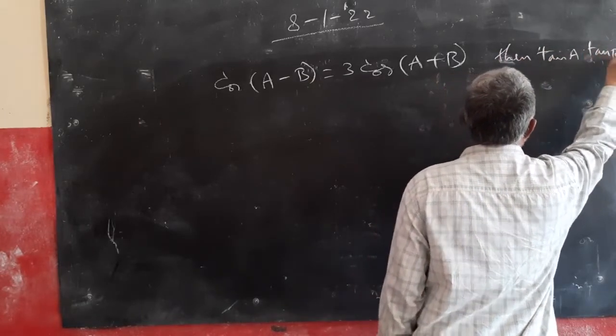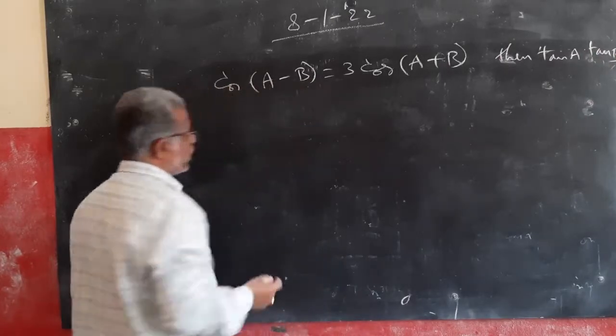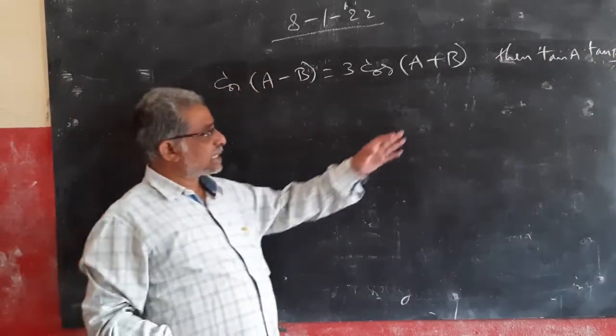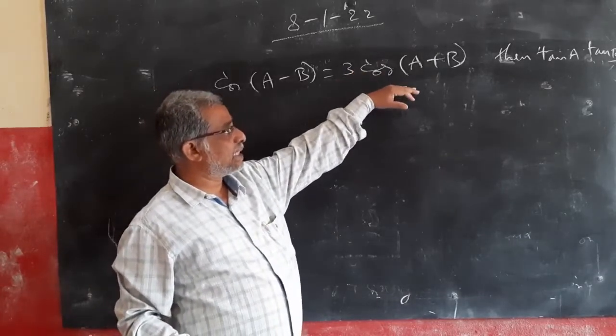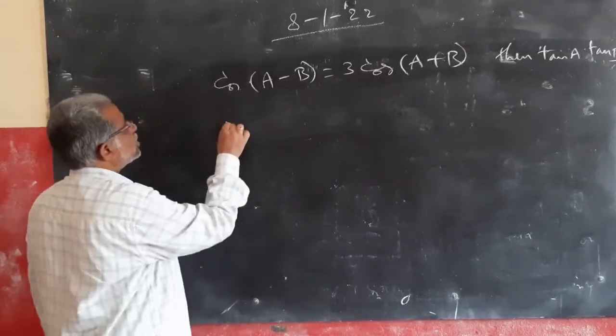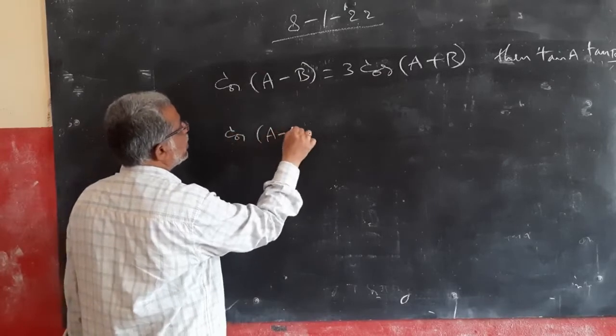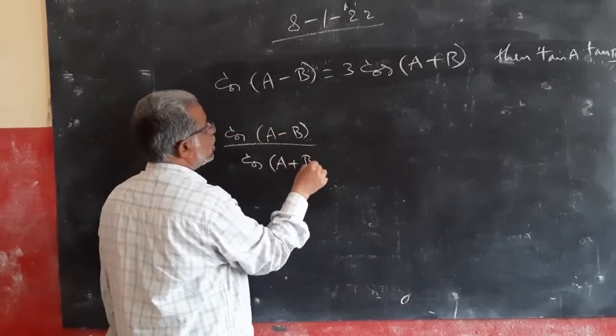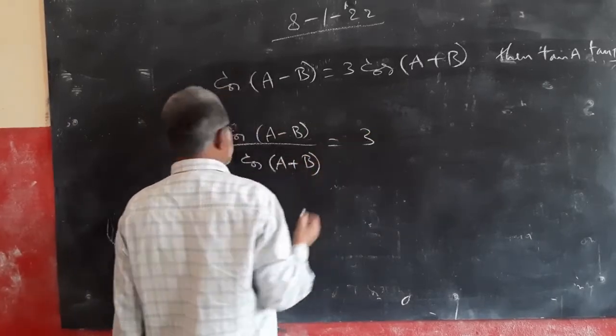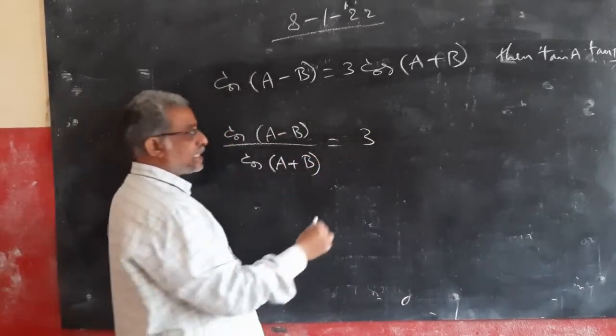Very simple, sir. Same like previous one, componendo and dividendo. Because that's in tan, like sine, sum, unit, this is cos. So simply bring this cos of a plus b to this side. So it becomes cos of a minus b by cos of a plus b equal to 3. 3 means I can write as 3 by 1.